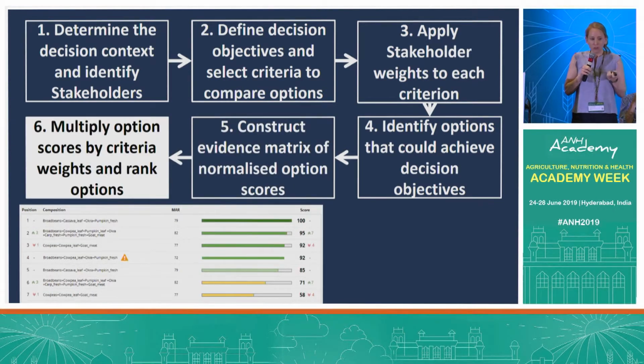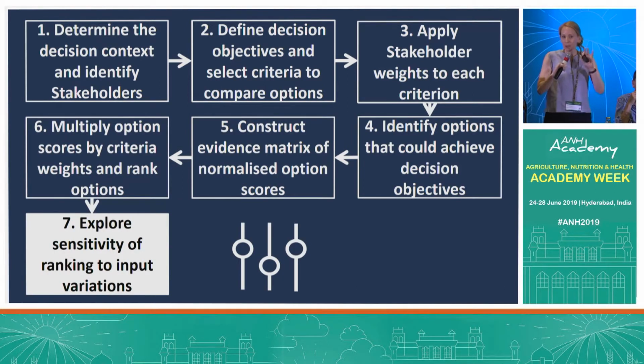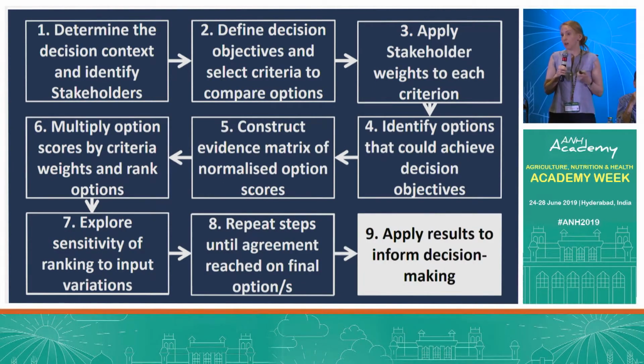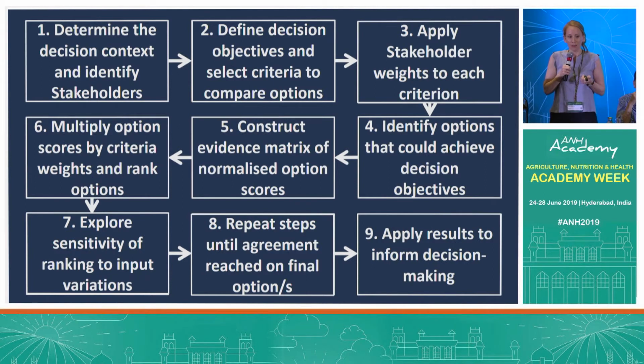And then the software will multiply the option scores by the weights to get a final ranking. You can then play with those different inputs to see what the difference would be if you had another person's weightings, or if you weren't too sure about the initial scores that you put in and want to test how they would be different. You keep repeating these steps until you have enough evidence to inform your decision making.